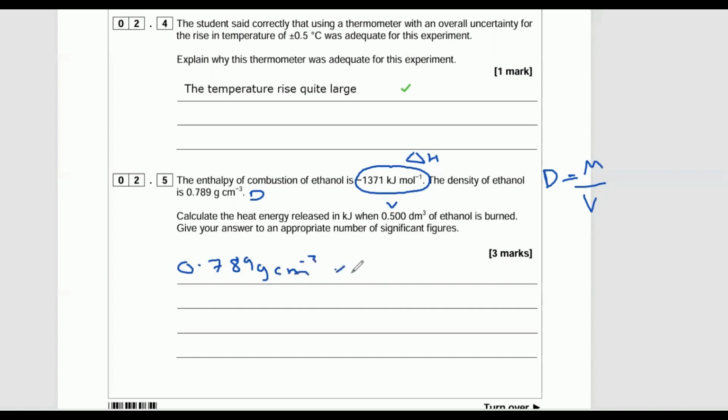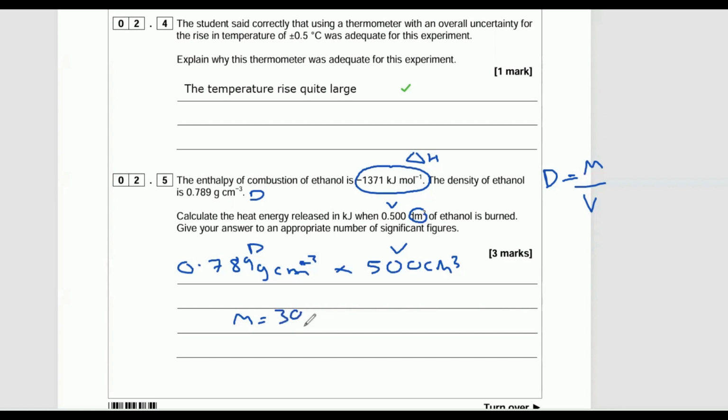Now, I'm going to multiply that, that's my D, by my V, which is 0.5, but the units don't align. My volume units do not align. So I need to times that by 1,000 and turn that into centimeter cubed. Now the units align. This is divided by centimeter cubed, and that is centimeter cubed, so we're just left with our mass. That should get us the first out of 3 marks here for calculating the mass. 0.789 times 500 gives me 394.5 grams.